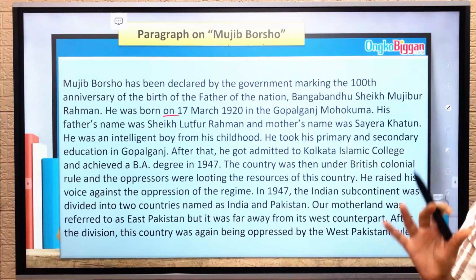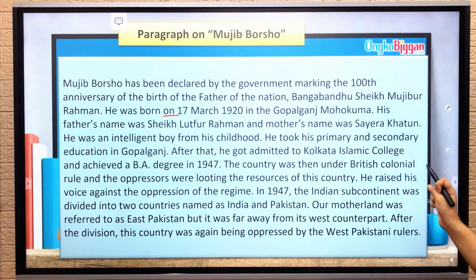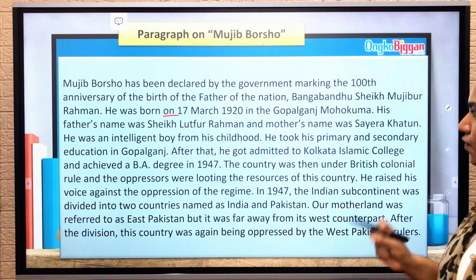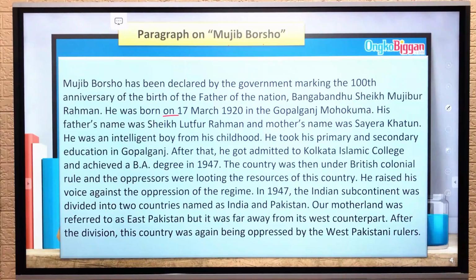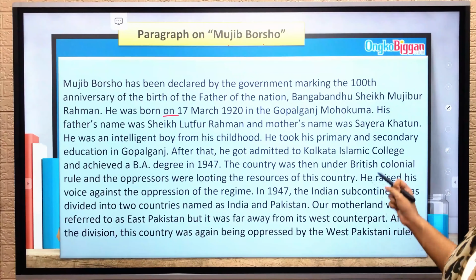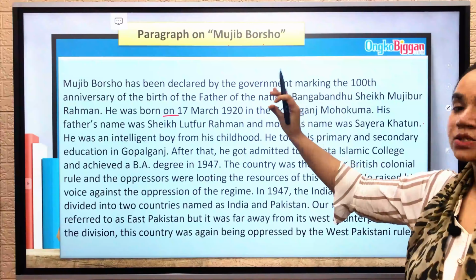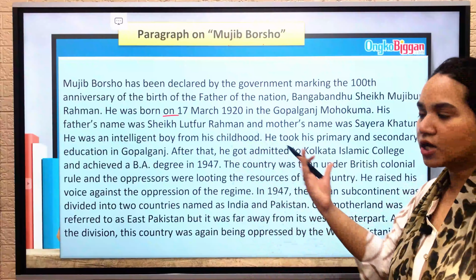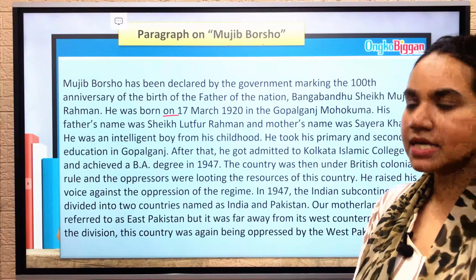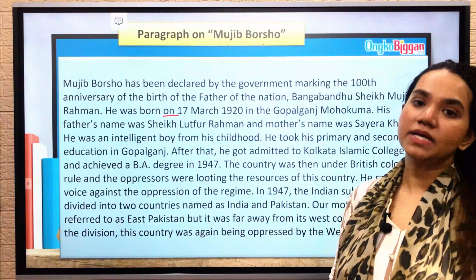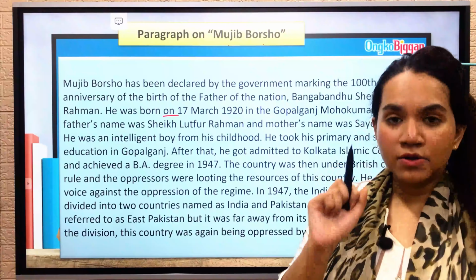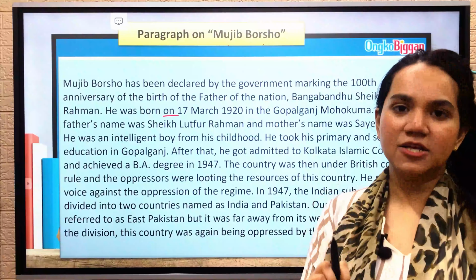So, this is a fact that you need to remember so that you can write this. His father's name was Sheikh Lutfur Rahman and mother's name was Shaira Khatun. He was an intelligent boy from his childhood. So you see, till Shaira Khatun, all of these facts, could you ever make them up if you had not learned them? Never, right? So there are some particular topics that you need to know many facts about, and this is one of them. Okay, so after my class, make sure you learn these properly, okay?